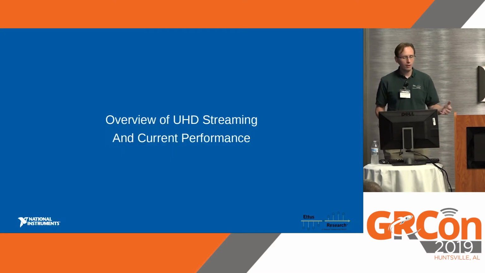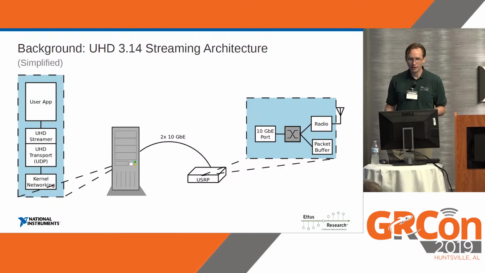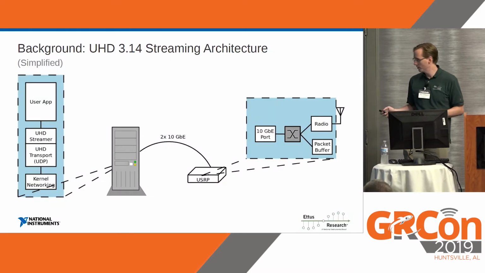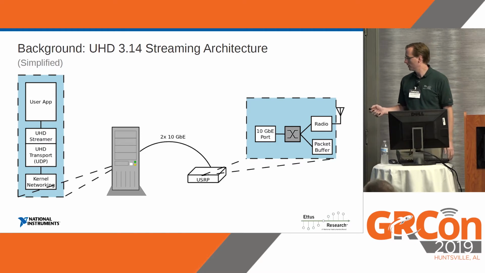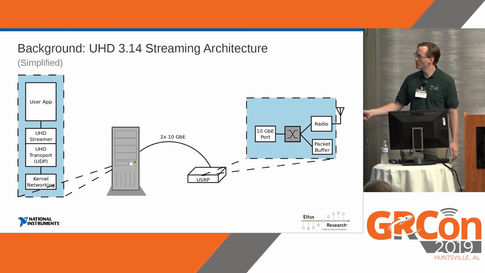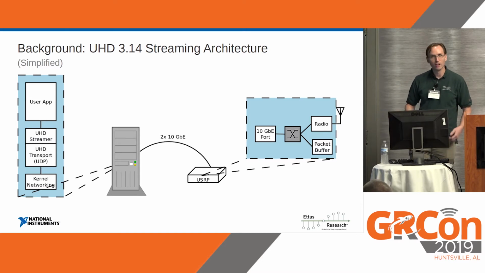So how does UHD currently work? Basically, the architecture is like this. You've got your radio right there. It's receiving its data over 10 gigabit Ethernet, and the application is sending it to the streamer APIs, which has a lower level one where we give it a transport, and we have to talk to the kernel to go over. Since transmissions are bursty, we'll have a packet buffer to smooth that out, and the radio will consume it at a constant rate.